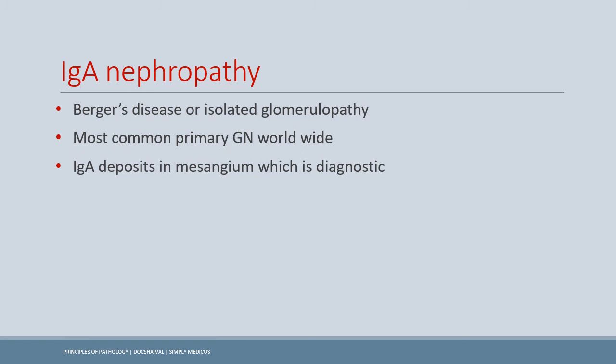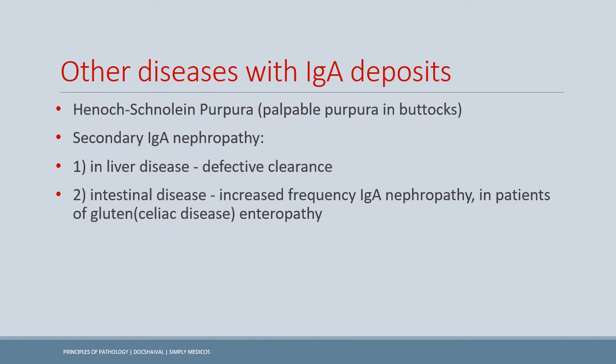Now, IgA nephropathy. IgA nephropathy is one of the most common primary, I would stress, primary glomerulonephritis worldwide. Why primary? Because for secondary glomerulonephritis, the most common is diabetic nephropathy. Okay, so don't mix both of them. Then it's also called Berger's disease, and it's an isolated glomerulopathy. Sometimes you may see only glomerulopathy with IgA depositions, and that's the characteristic feature actually. It is a diagnostic feature that IgA deposits are seen in the mesangium. Okay. Now, whenever we have IgA deposits, we would see IgA nephropathy.